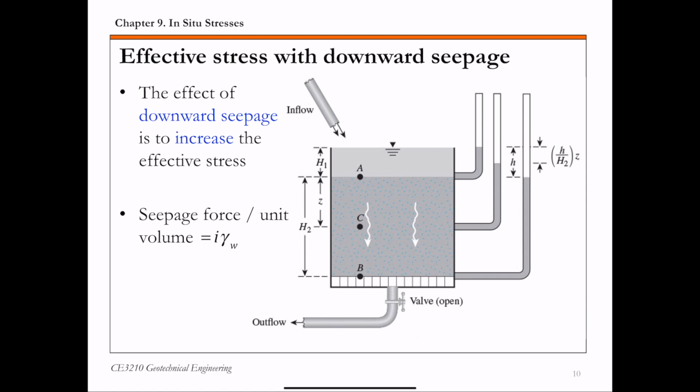On this slide is a case of downward seepage, so water is flowing downward through the soil mass. Again, if you look at this point C inside the soil mass, the effective stress at point C will increase due to this downward seepage.